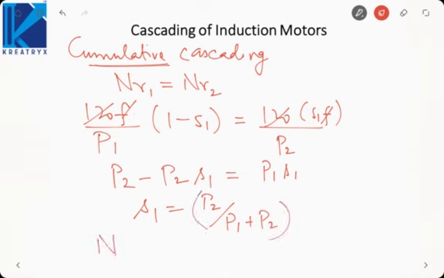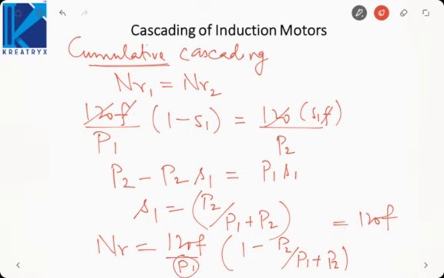So if we find the rotor speed, it is 120 F by P1 into (1 minus P2 by (P1 plus P2)). This will become P1 by (P1 plus P2), and the P1 will get cancelled out. So it will be 120 F by (P1 plus P2). That will be the speed of the set. The speed of the set means the speed of the two induction motors. Since their rotors are mechanically coupled, they will rotate at exactly the same speed.